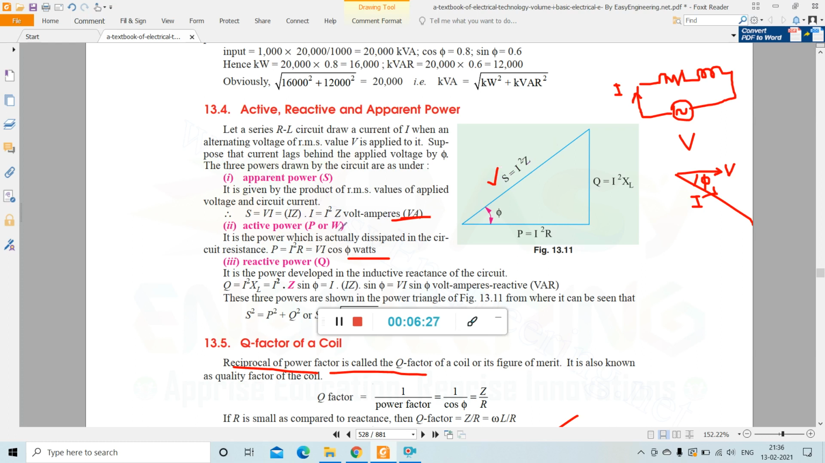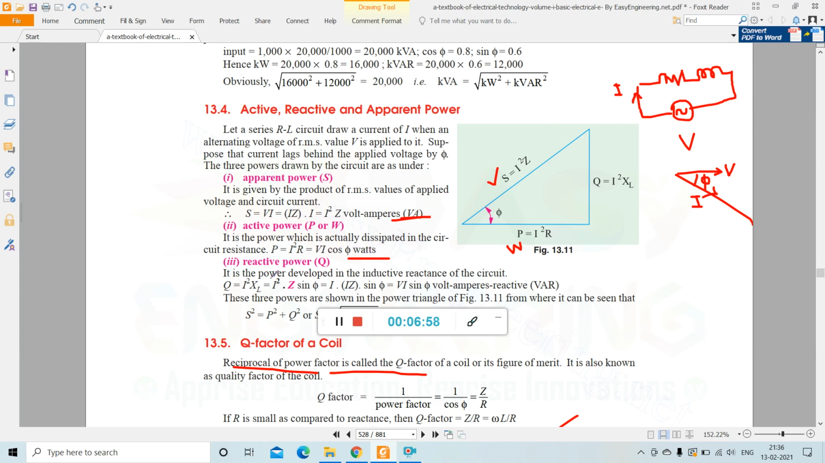The next one is the active power, P or W, represented by P. This is the watt-full component. It is the power which is actually dissipated in the circuit resistance. Whatever power is dissipated, that is the active power, represented by P is equal to I square R, that is equal to VI cos phi. Here the unit is watt.